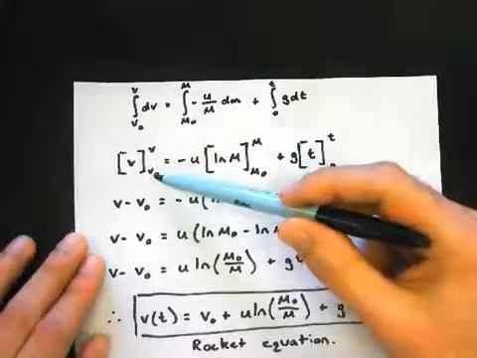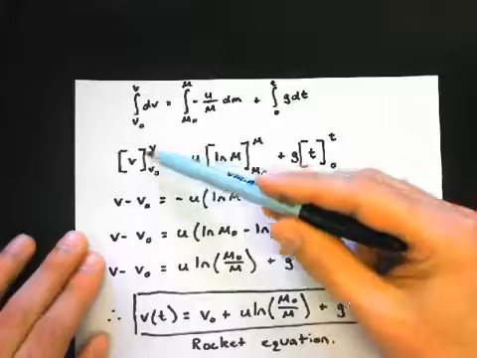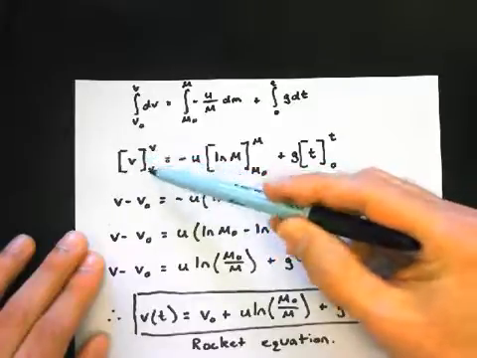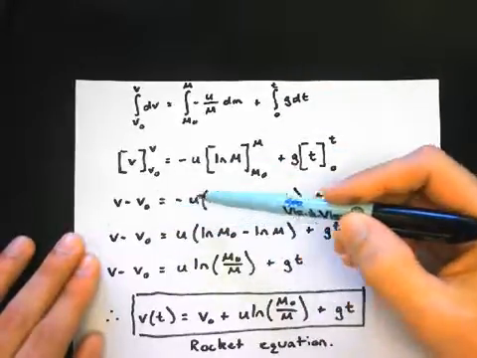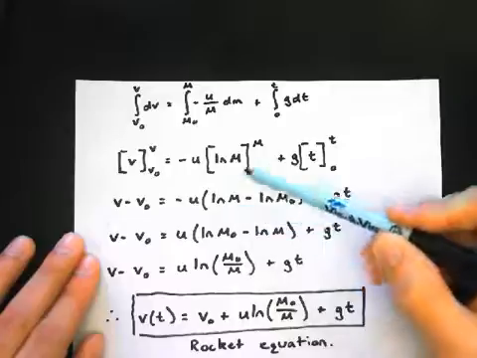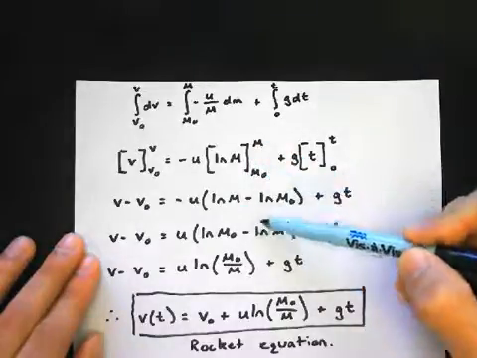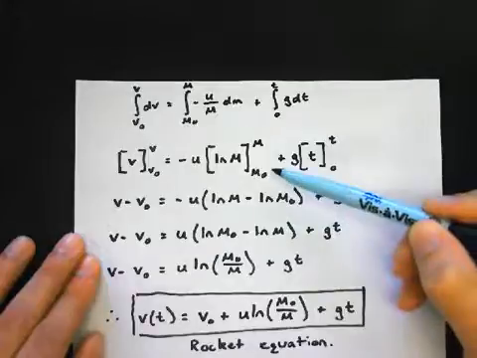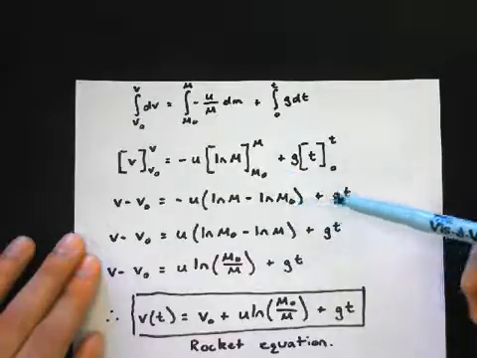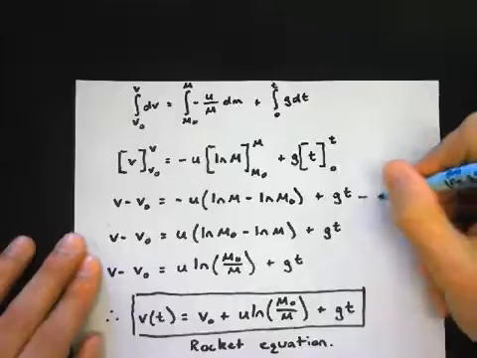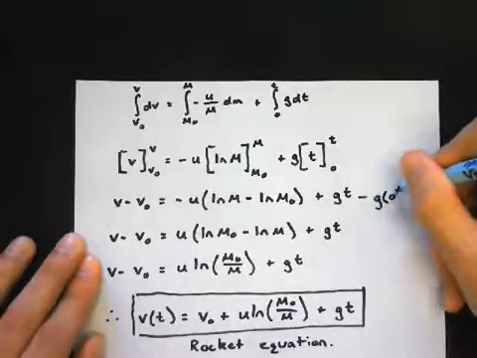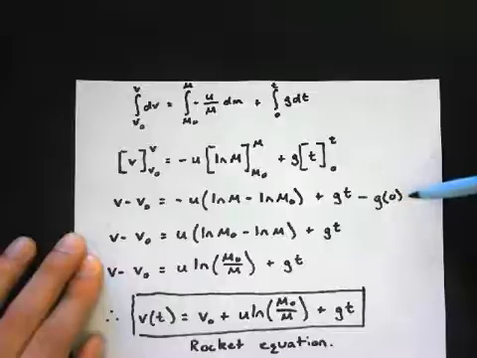So evaluating, we get v, plugging in v, minus the v naught down here, equals the negative u times the natural log of m minus the natural log of m naught, plus g times t. I could put minus g times 0, but g times 0 is just 0, so that goes away in our next step.